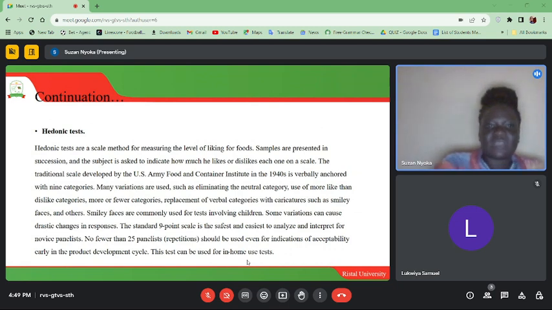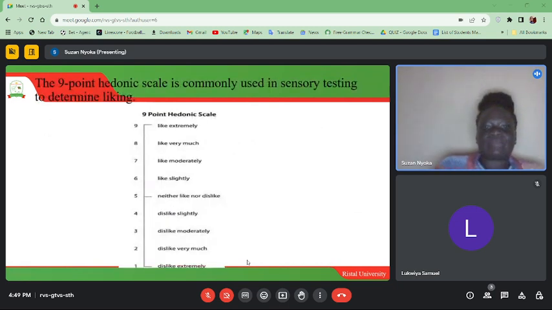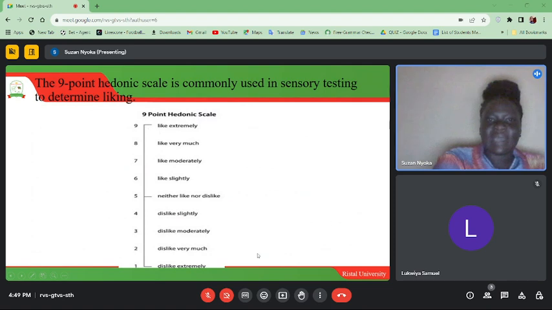Yeah, an example of this hedonic scale is here. You're given a sample and then you will need to just rate how much you like that product on the scale. One is when you dislike that product extremely. Then 9 is when you like the product extremely. It goes in that order. You're just going to put how much you like the product on the scale.